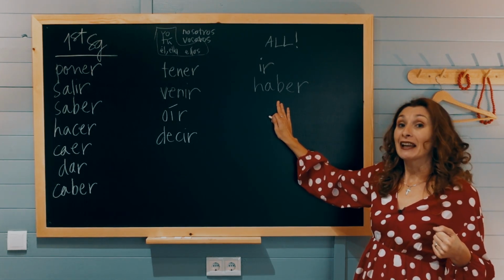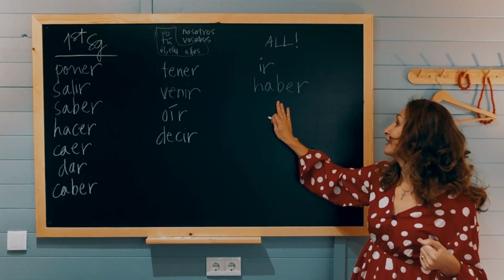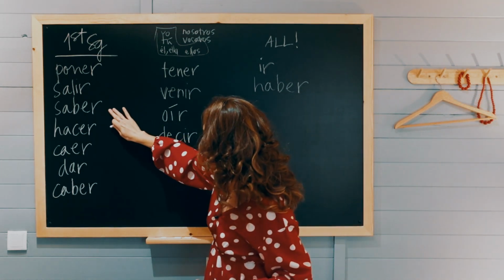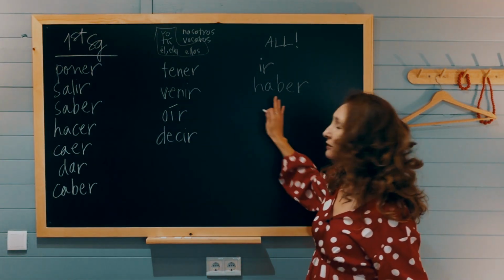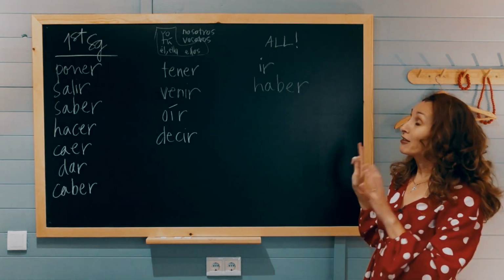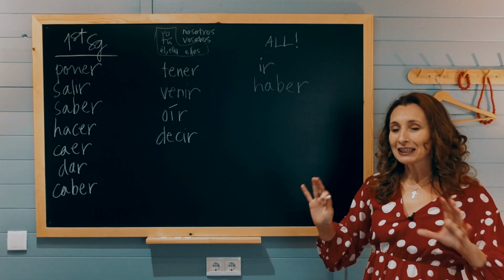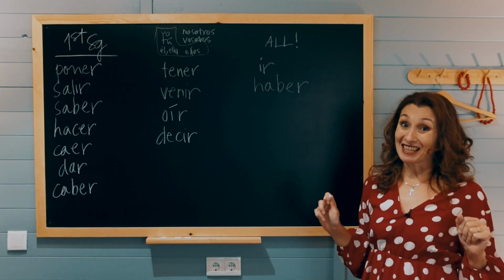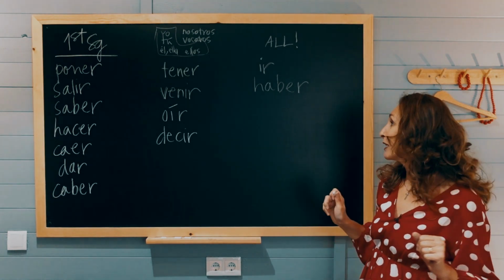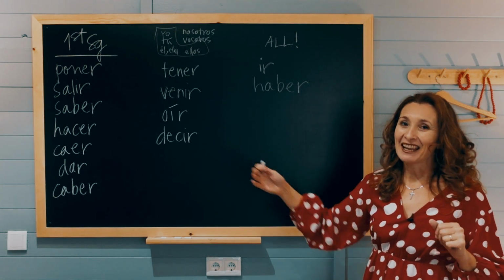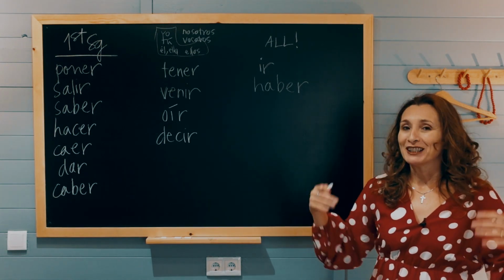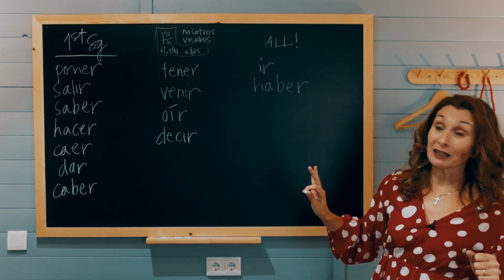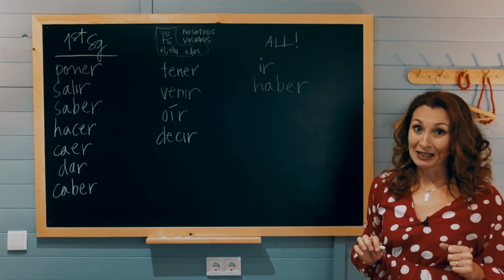Has, ha, hemos, habéis, han. Okay? Good. So these 13 verbs are irregular in the present tense in Spanish, in presente indicativo. The irregularities that happen here don't repeat over and over with other verbs. They are really only specific to these verbs here.